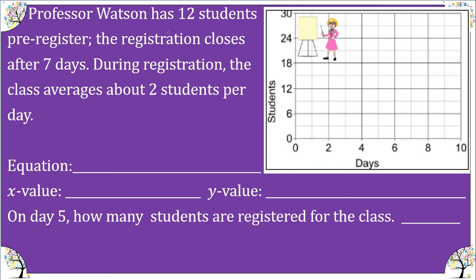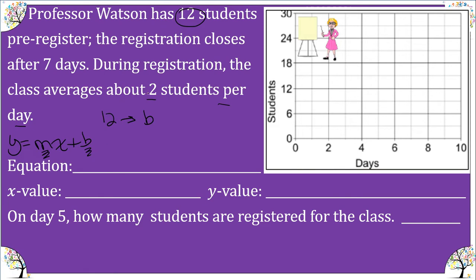Professor Watson has 12 students pre-register. The registration closes after 7 days. During the registration, the class averages 2 students per day. So we have this course that folks are registering for, and before it even opens, before day 0, 12 students have registered. So 12 is going to be the initial value, our b value. So remember, we're writing an equation y equals mx plus b, and we're filling in the rate of change and the initial value.